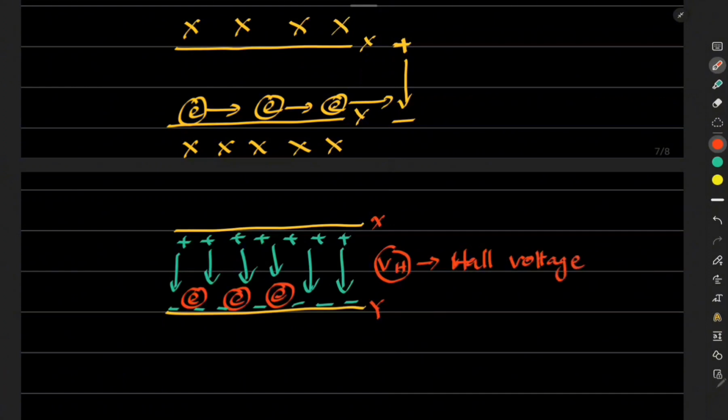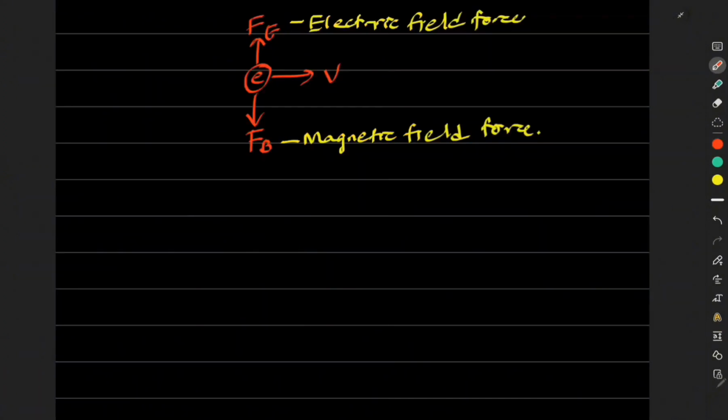For an electron traveling in a conductor under a magnetic field, the electric field force will be vertically upward and the magnetic field force will be vertically downward. For the electron to travel without deviation, the vertically upward force should be equal to the vertically downward force. The electric field force should be equal to the magnetic field force. If they are equal, the electron will travel in a straight line without deviation.